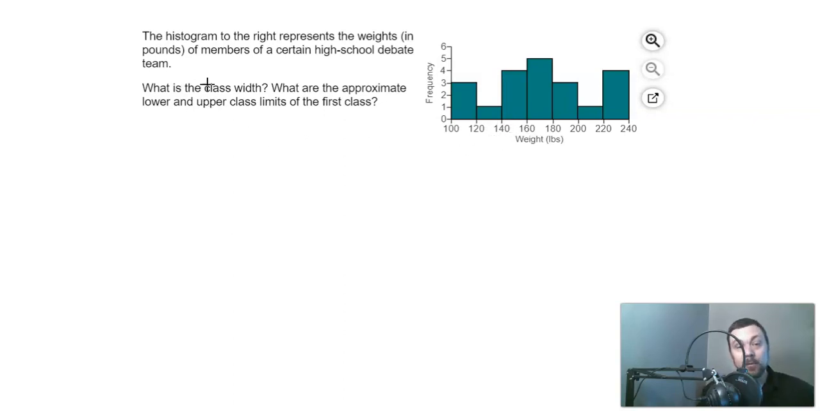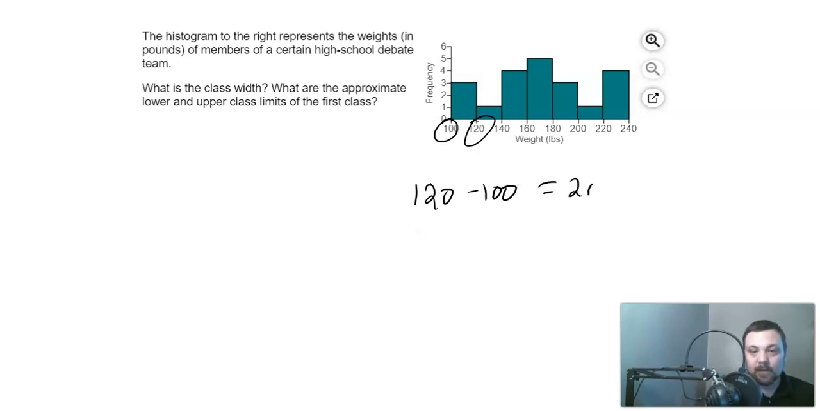What we're being asked for here is the class width. So again, this may not be exactly the class boundary, but it should still respect that distance. In going from 100 to 120, the distance there is 20. So I'm going to take these values and subtract them to get my class width. And I find that the class width is 20.